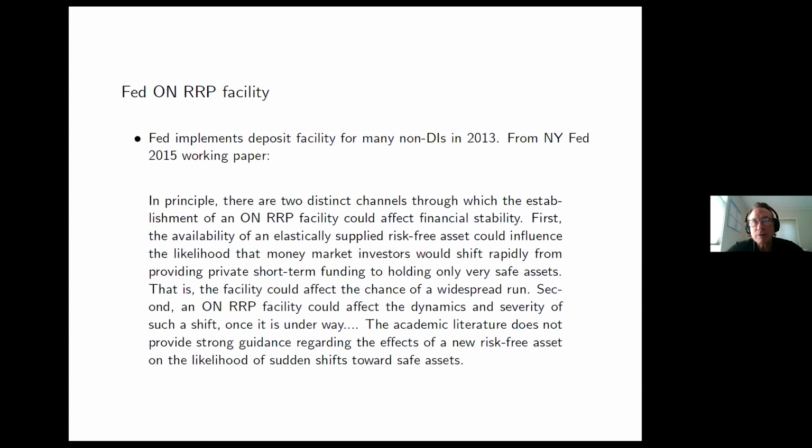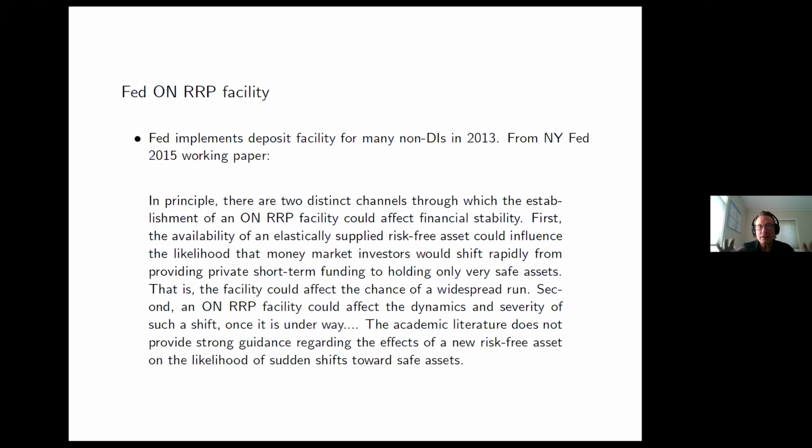So, for example, to quote from a New York Fed working paper in 2015, it says that in principle, there are two distinct channels through which the establishment of an overnight reverse repo facility could affect financial stability. First, the availability of an elastically supplied risk-free asset could influence the likelihood that money market investors would shift rapidly from providing short-term funding to holding only very safe assets. That is, the facility could affect the chance of a widespread run. And furthermore, it might exacerbate it. And it concludes by saying that the academic literature does not provide strong guidance regarding the effects of a new risk-free asset on the likelihood of sudden shifts towards safe assets.